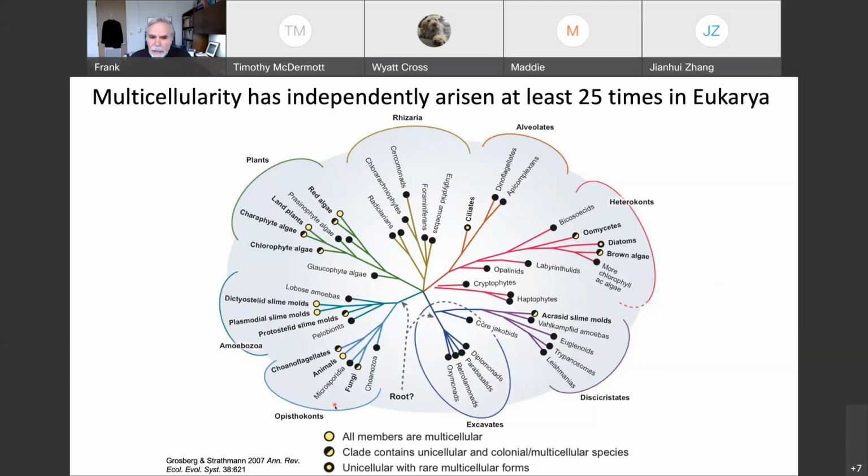One thing to note in this slide from Strathmann and Grossberg a number of years ago is that you have some clades where all members are multicellular. So, for example, ourselves, the animals, we are all multicellular. So also the red algae. So also plants and slime molds. But there are other groups like the chlorophyte algae. This includes the volvocine algae, where you have some unicellular representatives and you have some colonial multicellular representatives. And that turns out to be really important for everything else we talk about this afternoon.